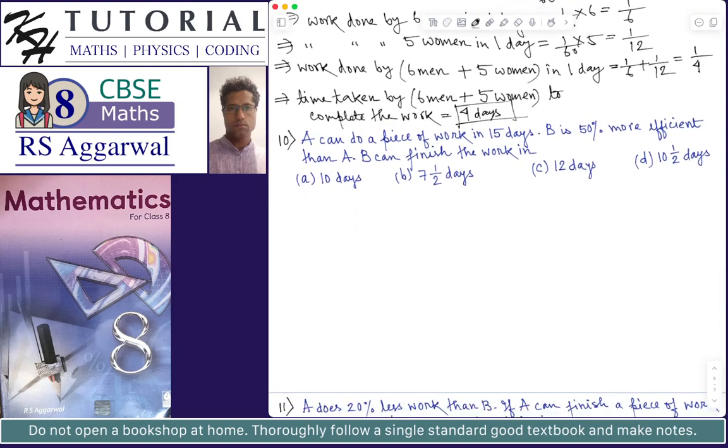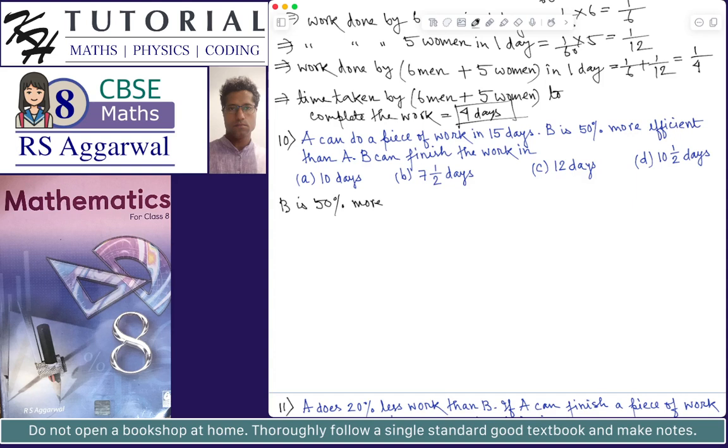A can do a piece of work in 15 days. B is 50% more efficient than A. B is 50% more efficient than A means that B will complete the work in 50% less time than A. So this is the catch of the problem.